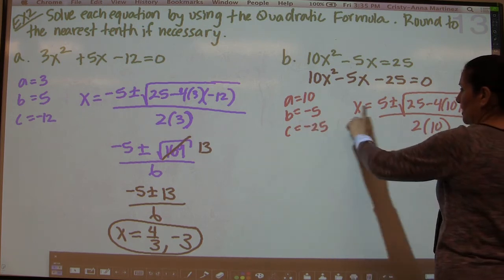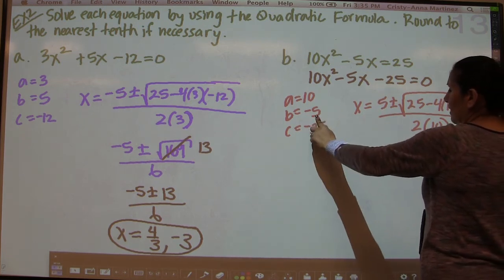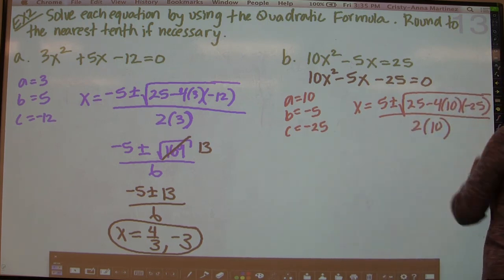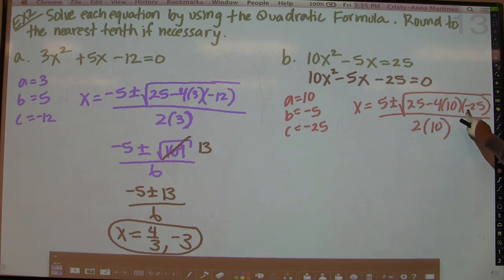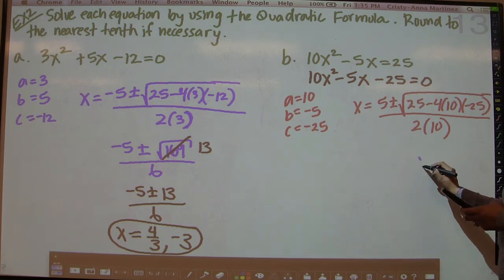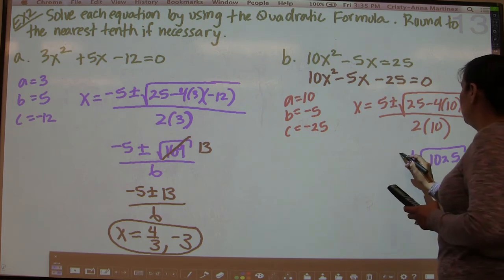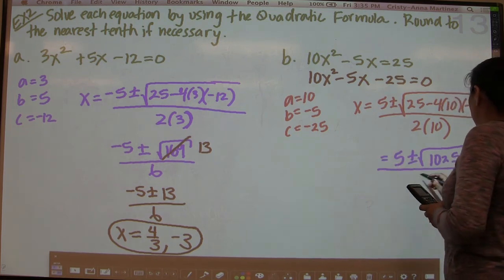Okay? So again, we did negative b, which means opposite b. Since b was negative, it became a positive. And also negative 5 squared is still positive 25. And we have 4, A is 10, and C is negative 25. So here we have negative times negative is positive, and 4 times 25 is 100, and 100 times 10 is 1,000, and then we're going to add 25. So we're going to get 1,025, plus or minus our 5's over here, divided by 20.